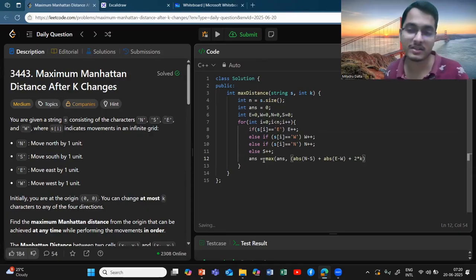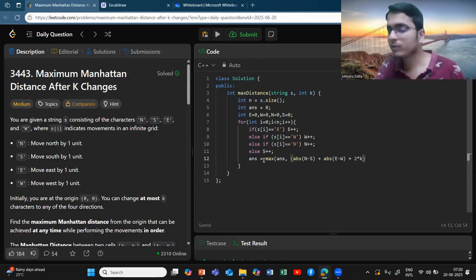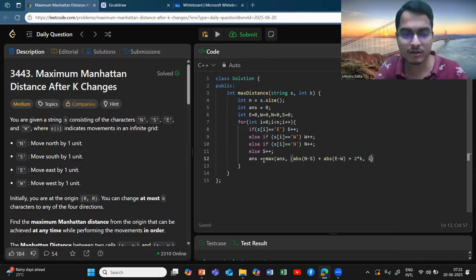You don't have the choice to perform fewer than k operations. If it is performable, you need to perform all the k operations. The only exception is when k is very large, and in that case your value gets clipped to i plus 1. So I will take the minimum of these two.